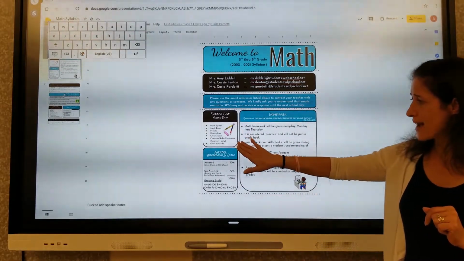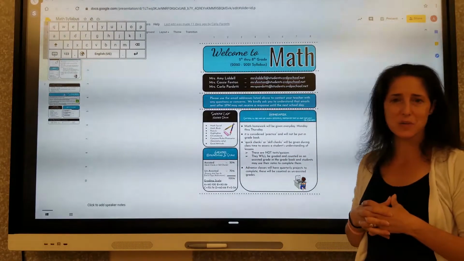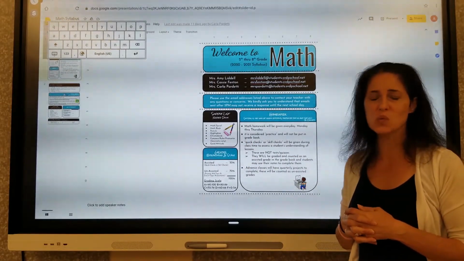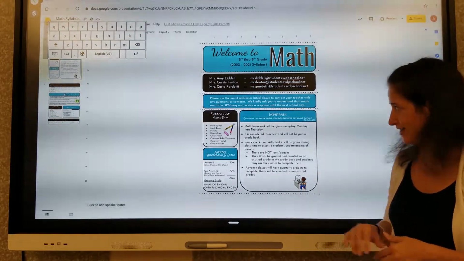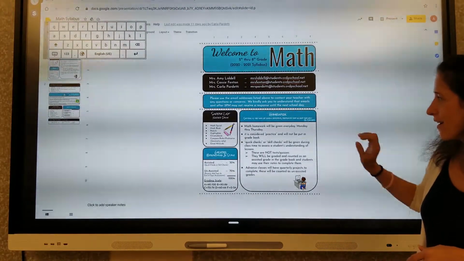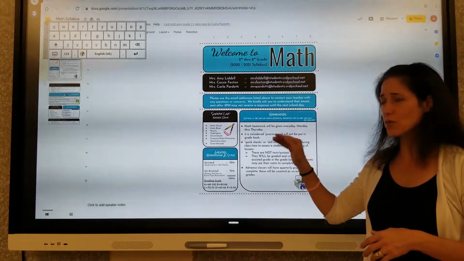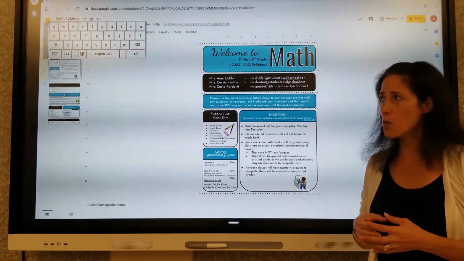We have our supply list. I don't have any problems with your students bringing supplies. For the most part, all of the students have been well prepared for class, so thank you very much. The homework. Homework will be given Monday through Thursday. We try not to give homework on Fridays.